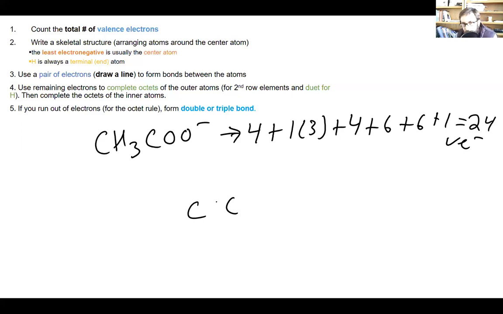And so we're going to put 2 carbons together. And then one of the carbons has the hydrogens that are around it, right? And then the other one has the oxygens that are around it. And so our framework is going to look something like this. Okay, and now we have to figure out the octet rule and stuff.